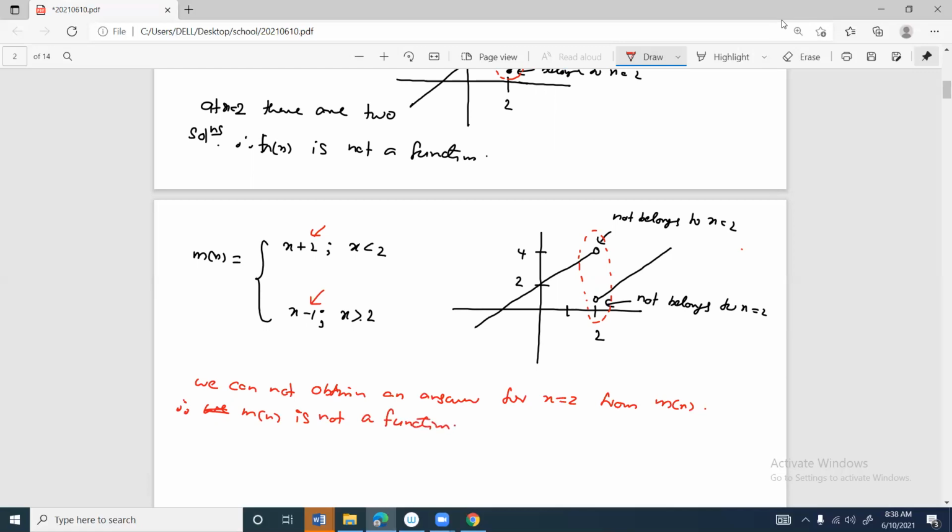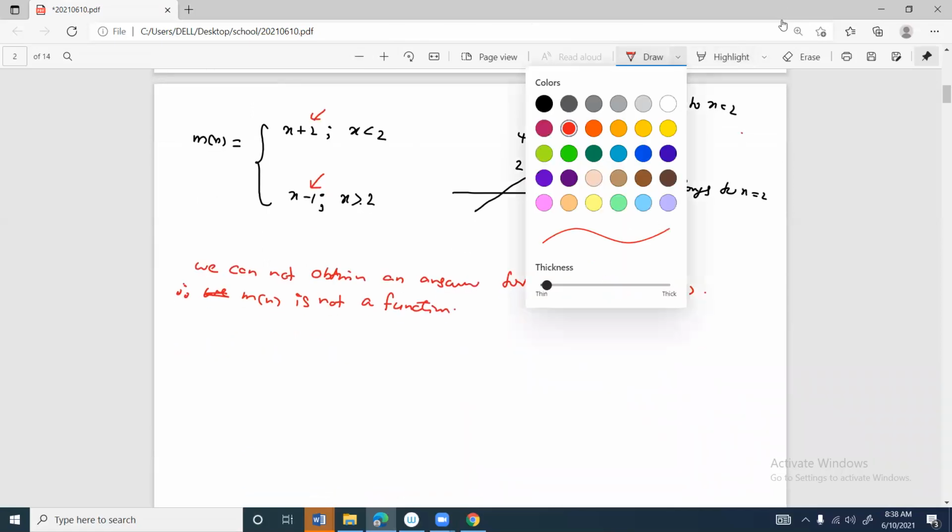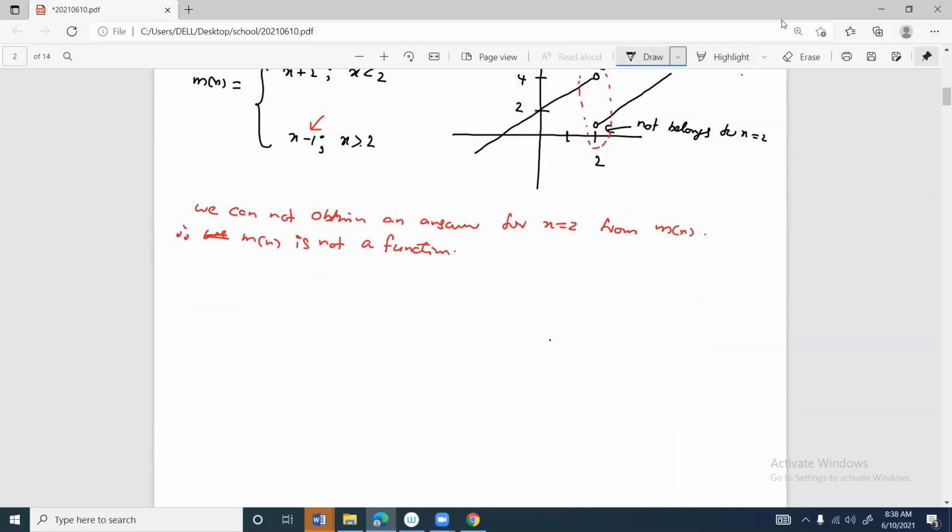That's a fact we need to understand from this example. That's a way of getting it. Okay, let's go a little bit further. Just like this, we'll get n(x) equals x plus 2 for x less than or equal to 2, and x minus 1 for x greater than 2.